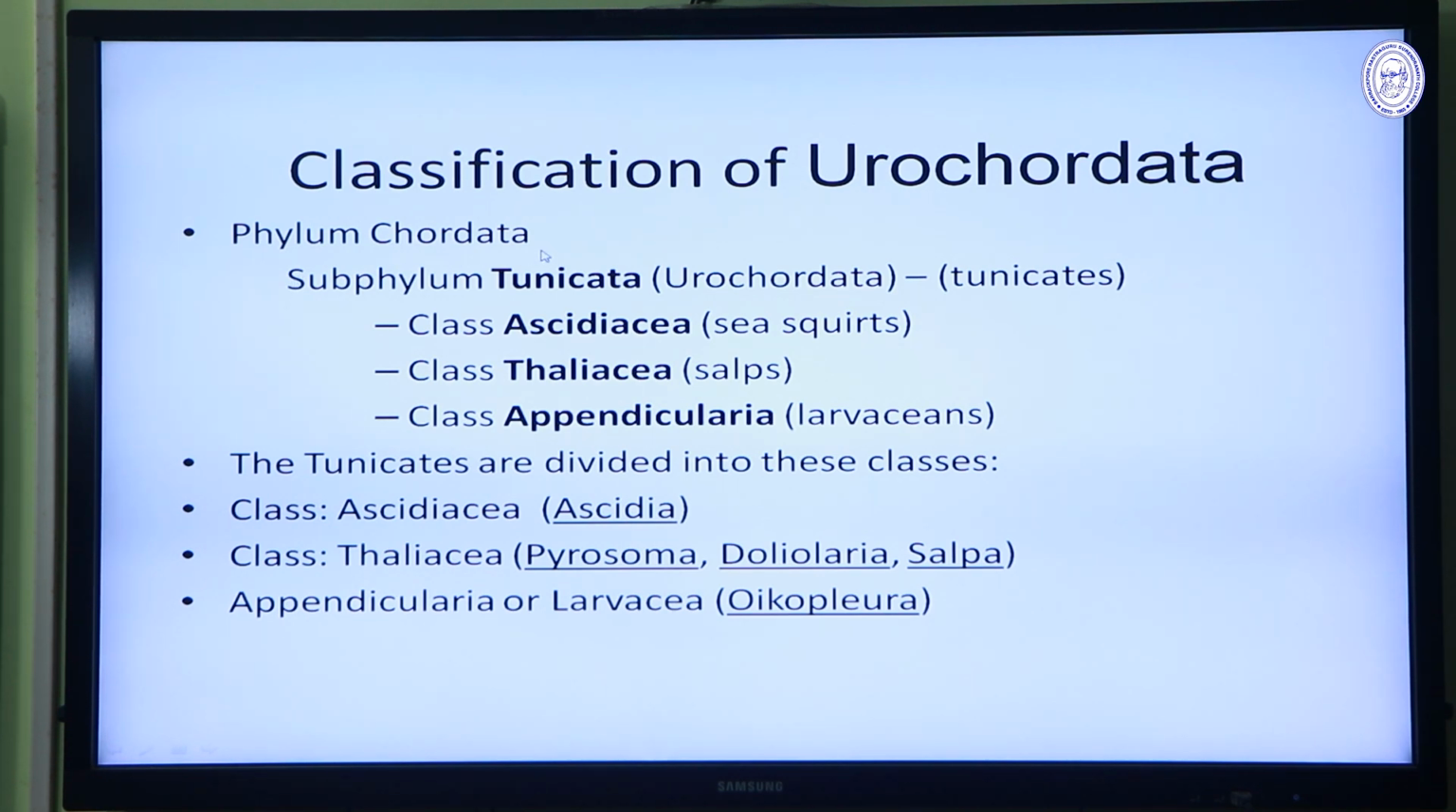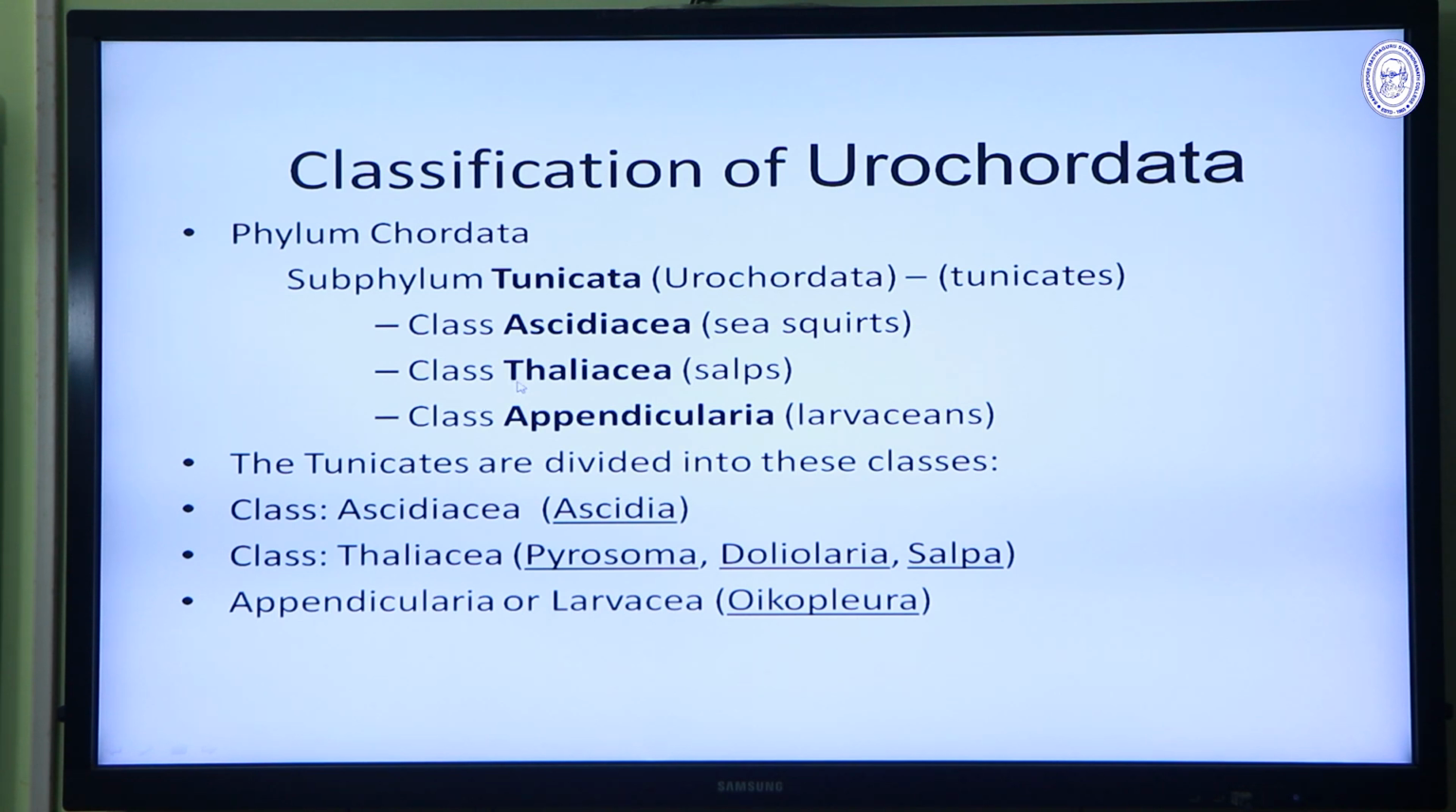So, the phylum Chordata, as we have known so far, is divided into subphylum Tunicata or Urochordata, which encompasses all the tunicates in the sea. It is divided into 3 classes: Acidiacea, all the sea squirts. These kinds of animals make a fountain of water, so they are named sea squirts. This is under class Acidiacea.